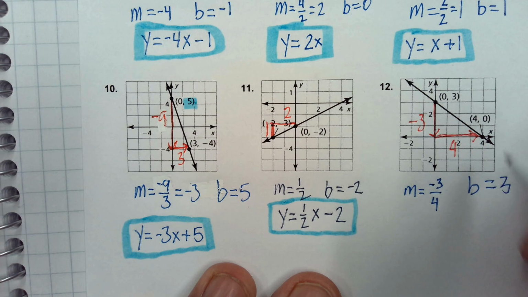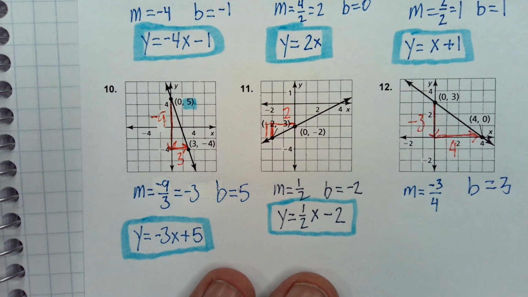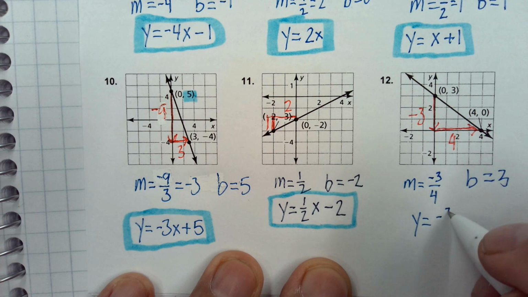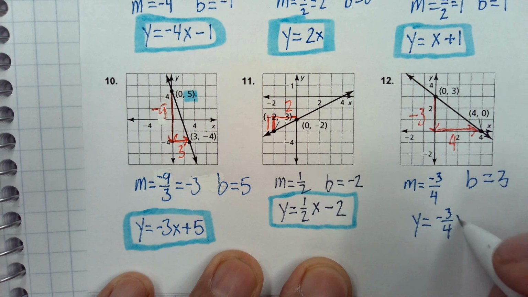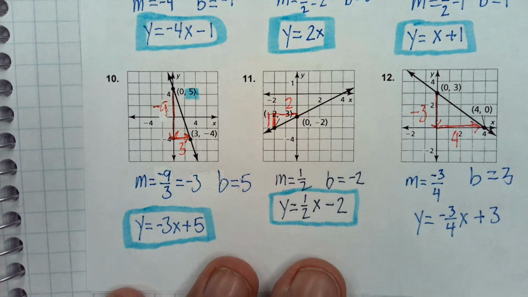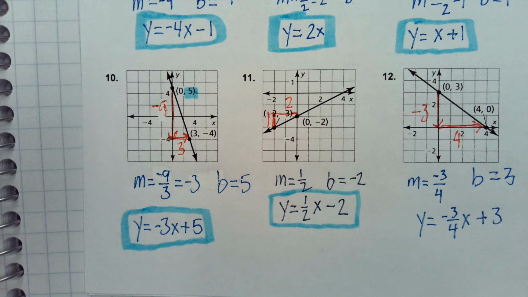And the y-intercept is at 3. So here we go. Y equals -3/4 x plus 3. Okay. All right.